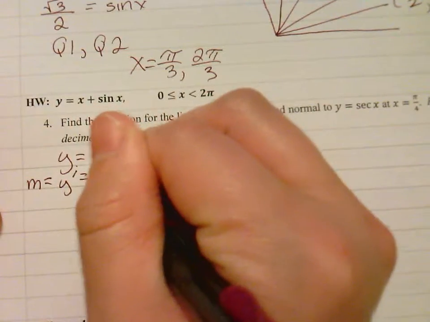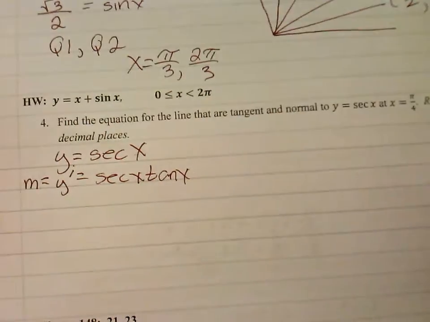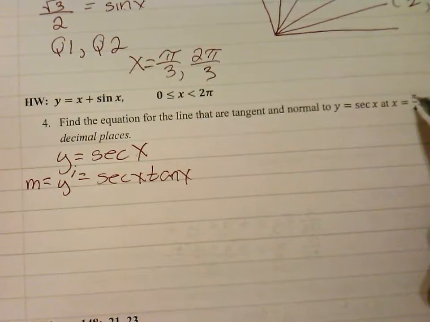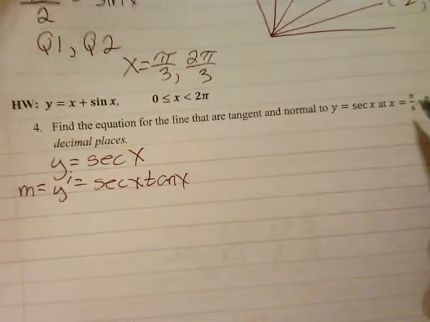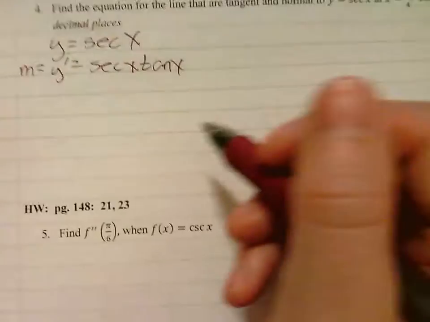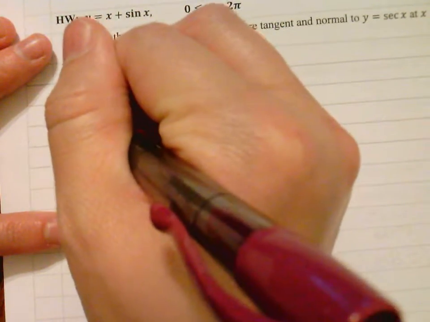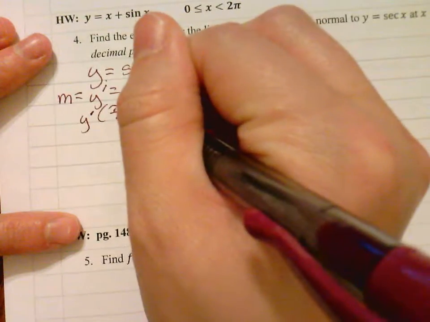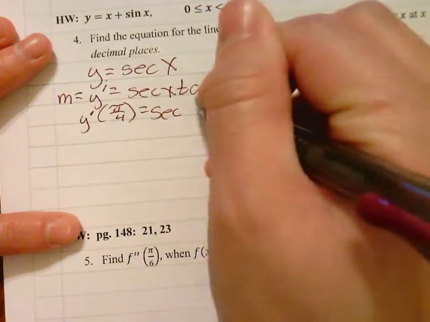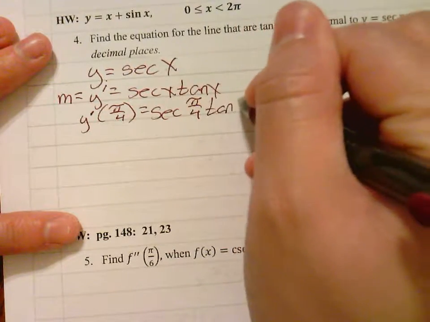Is going to be secant x tangent x. Okay, we have our x at pi over 4, so where you see x, you're going to put pi over 4. Okay, so y prime of pi over 4 is going to be secant of pi over 4 times tangent of pi over 4.